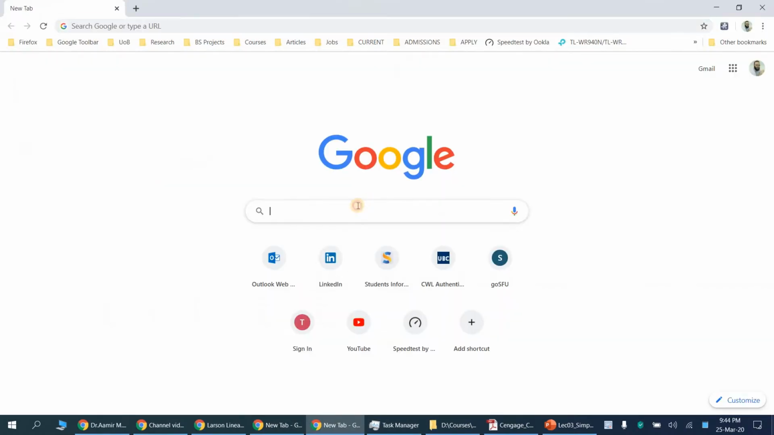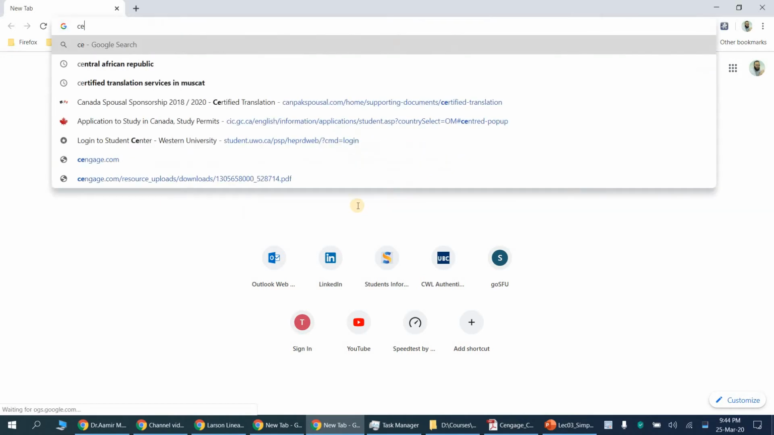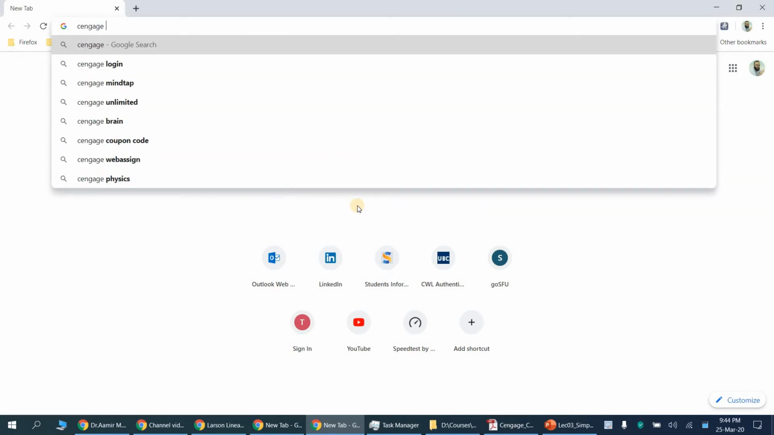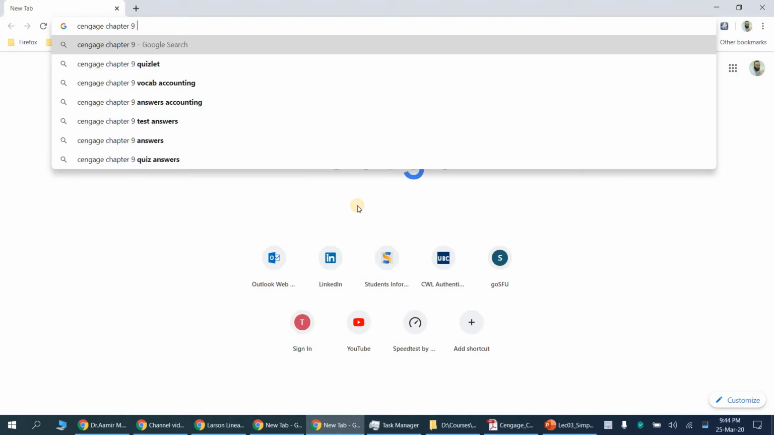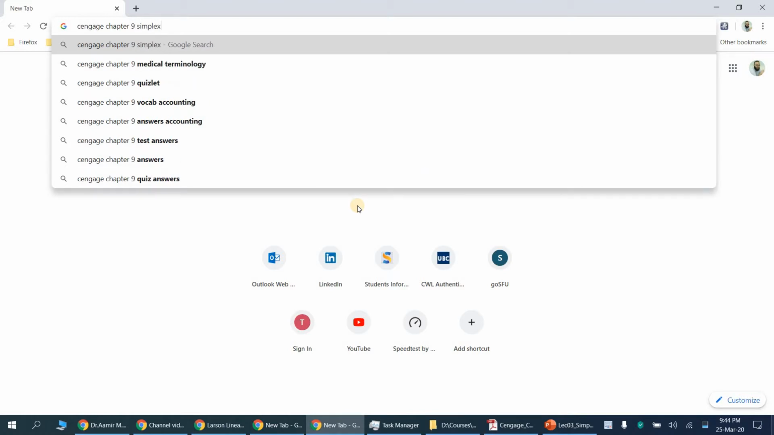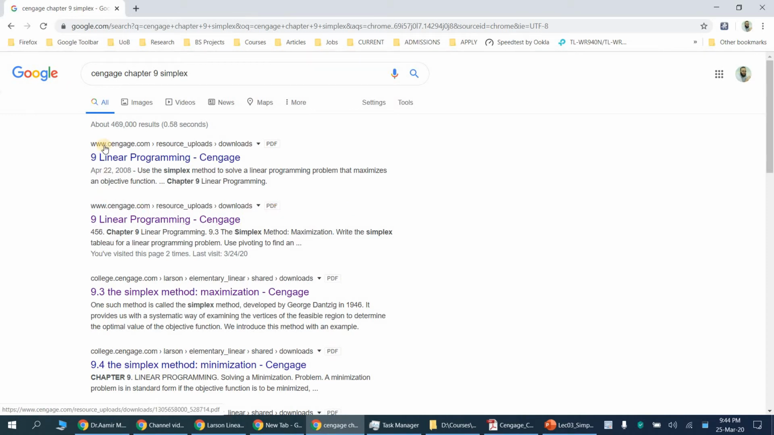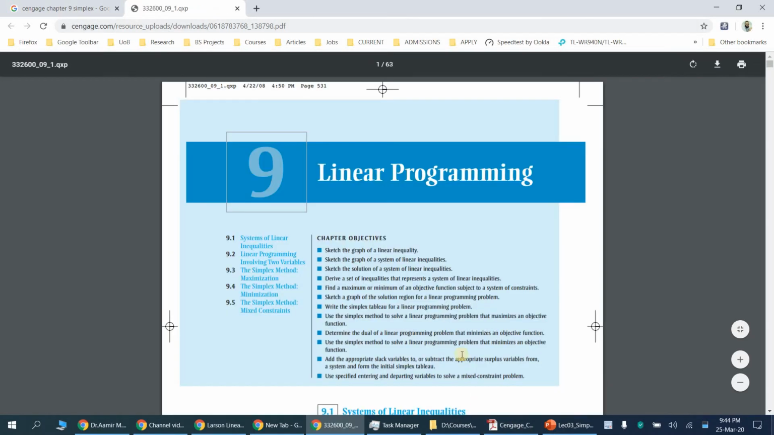The book that I discussed, you can search for it on Google, for example. You write Cengage, and then you write chapter 9. It's chapter 9 in this book, and you write simplex. So linear programming, Cengage, and it's cengage.com. When you click on this link, it will open chapter 9 of the book. I have already saved it, so I will show you from there.